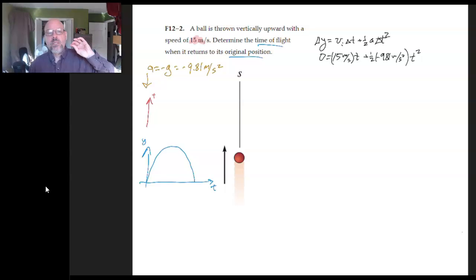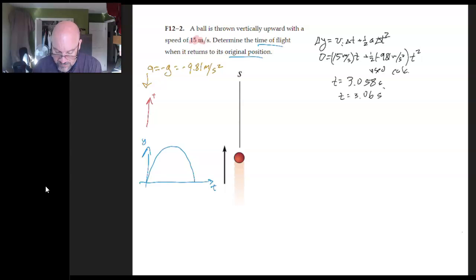It doesn't matter to me. Just make sure that you indicate what you're doing. So you get this far and you say, used calculator or something like that. But once you do solve for t, what you're going to end up getting here is 3.058 something or other seconds. So when we turn that into the proper sig figs, we get 3.06 seconds. Okay, just like that.